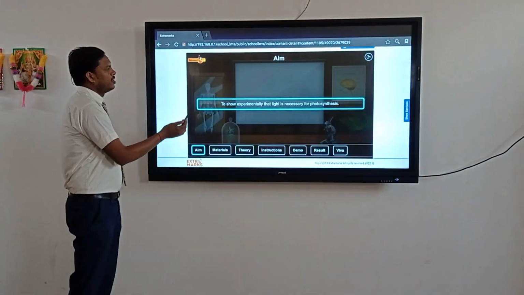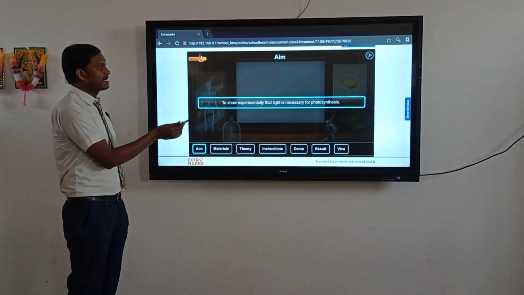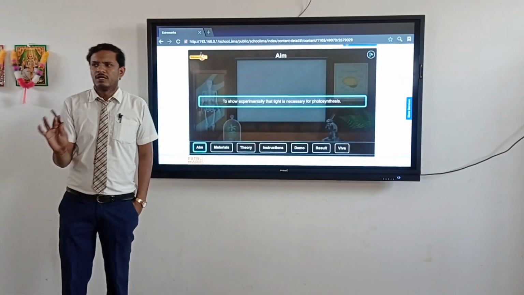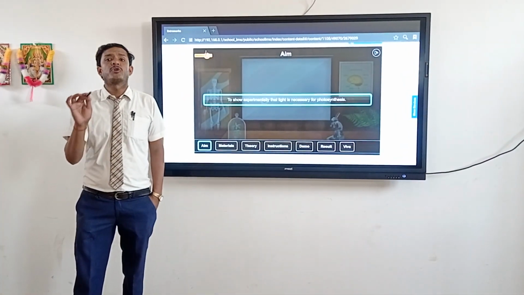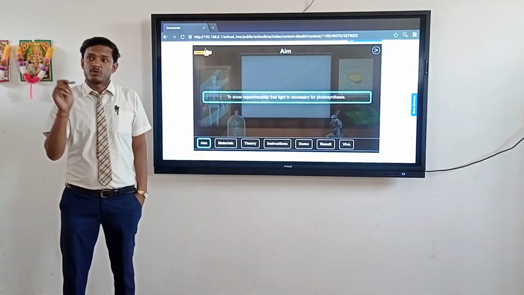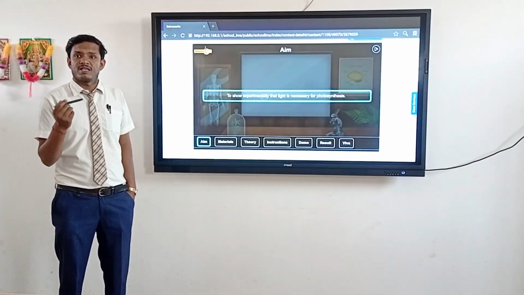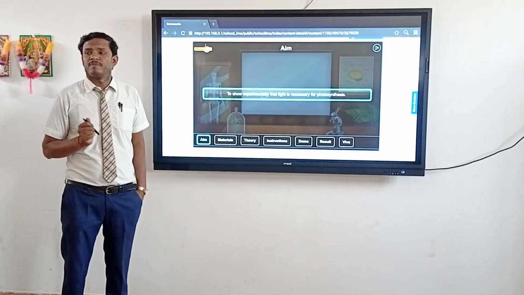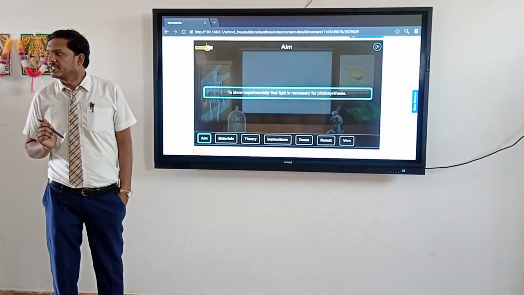So, what is the aim? To show experimentally that light is necessary for photosynthesis. You all know very well what photosynthesis is. Light means with the help of light. So you have to prove that light is necessary to perform the process of photosynthesis.